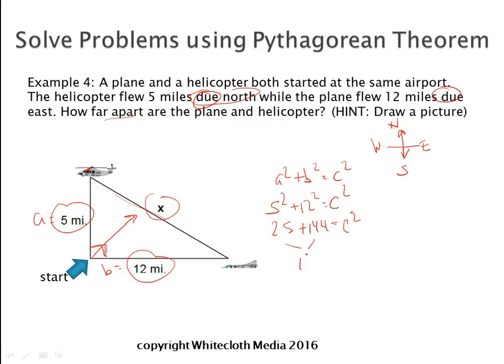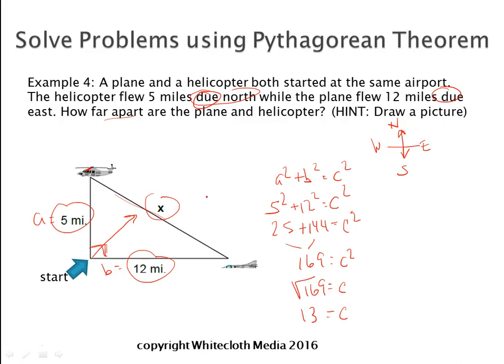25 plus 144 is 169, which equals C squared, not C. Now I have to take the square root. So C must be the square root of 169. And is that 17? No. What's the square root of 169? Oh, it's 13. We should know these by heart, shouldn't we? So C equals 13. Let's go back and make sure.